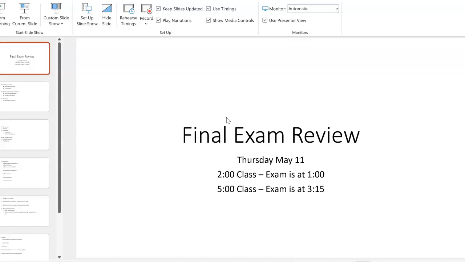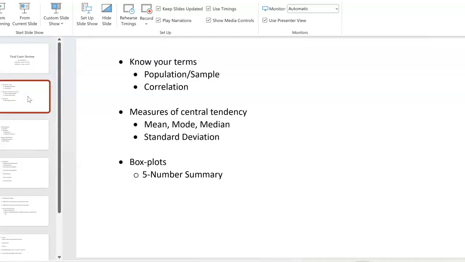Basically, they're the ones where I'm going to be able to see your work, and I may have the blanks listed out for you to fill in, and so on. Okay, so in terms of what you should be familiar with, first off, know your terms. You should know what's the difference between population and sample, and then also know a little bit about correlation. So correlation is where we're going to say it's a strong negative, or a weak negative, or strong positive, weak positive.